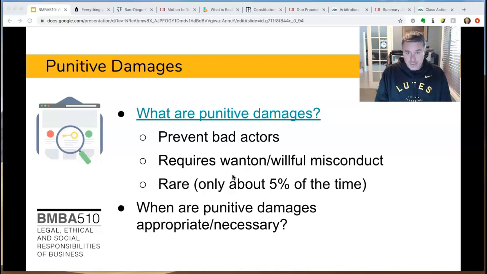There are some examples where they're in the statute and they're automatic. But for the most part, like in torts cases, in order to win punitive, you have to prove that the defendant acted either with willful or wanton intent to cause this harm. So it's a pretty high standard to win that. And as a result, they don't get awarded very often, only about 5% of the time.